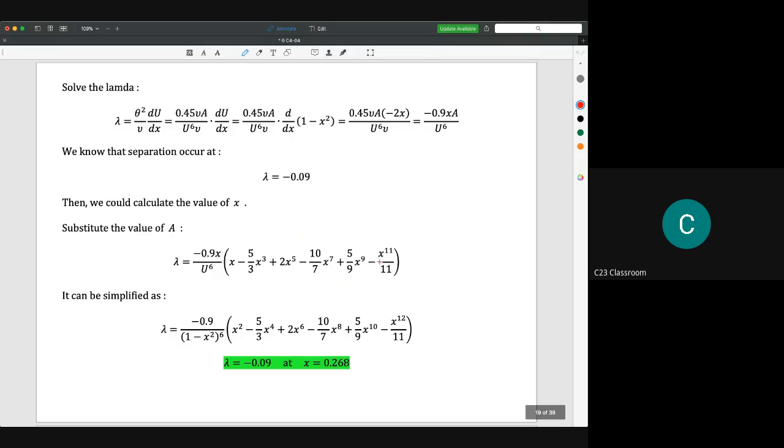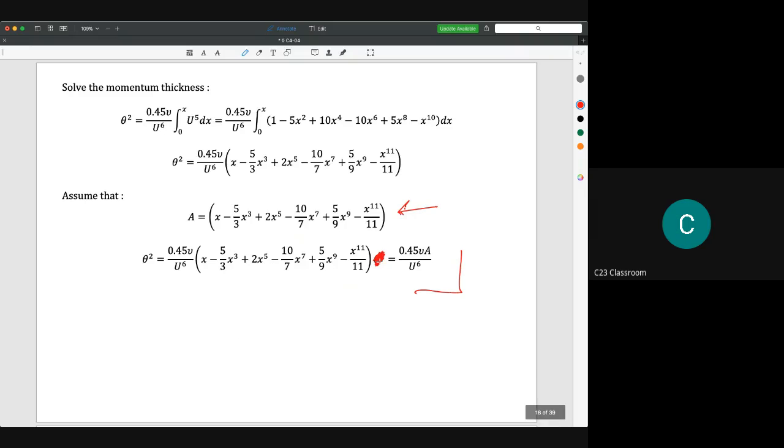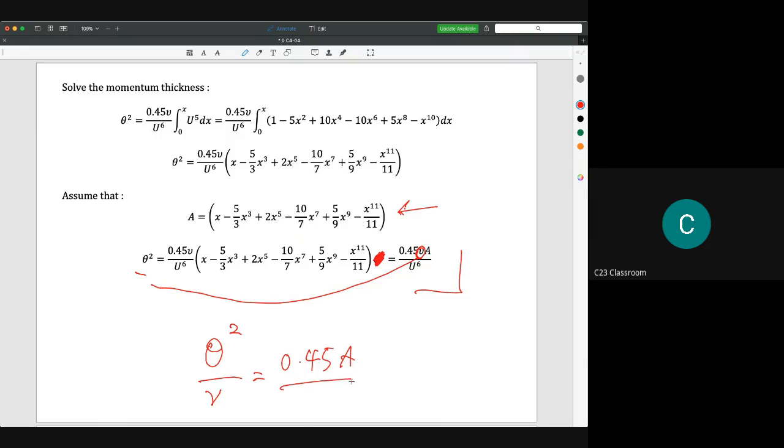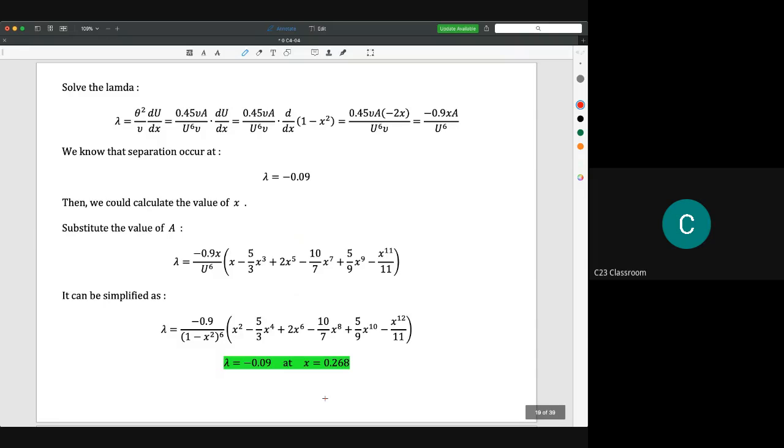So then we substitute the value of theta square. That's why in certain textbooks they bring the nu to the left-hand side, so straight away I could get theta square over nu equal to 0.45 A over U to the power of 6. Then we replace the value of theta square over nu here with what we have.